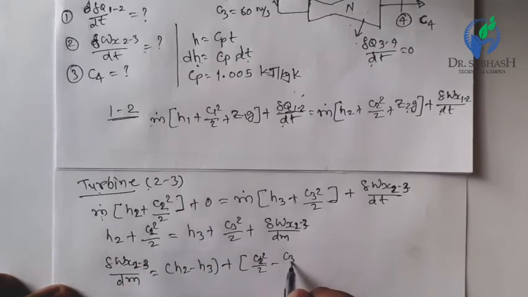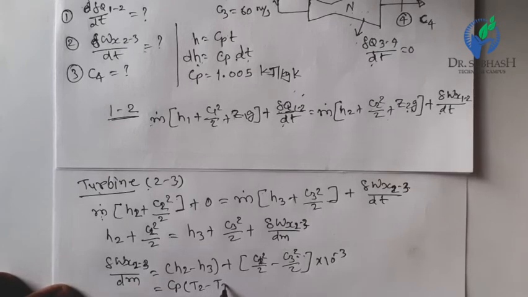So h2 minus h3 is Cp dT, nothing but T2 minus T3, plus c2 square minus c3 square. So c2 is given here, 30 meter per second, and c3 is 60 meter per second. So 30 square minus 60 square times 10 raised to minus 3 by 2.